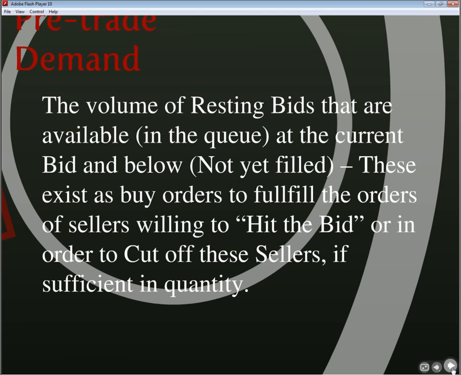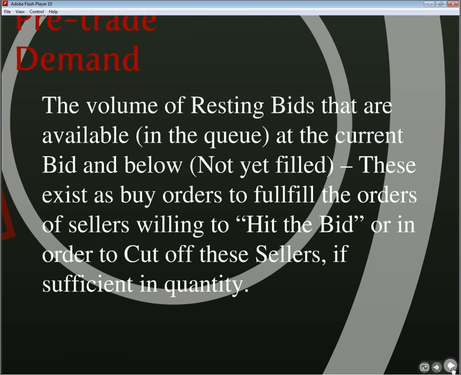So what we're talking about here is pre-trade demand. These exist as buy orders to fulfill those orders if there are sellers willing to hit the bid. If we want to hit the bid, somebody has to be waiting there on the current bid to buy from us, otherwise we wouldn't be able to sell. This is a zero-sum game: whenever you're selling, somebody else is buying, and whenever you're buying, somebody else is selling. There's always somebody on the other side.